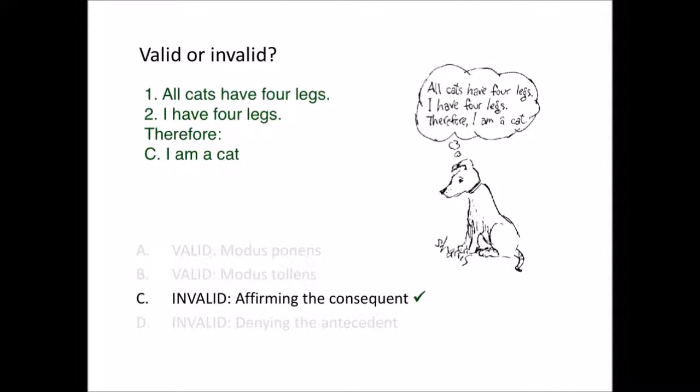All cats have 4 legs. All A are B. I have 4 legs. That's saying X is B, where X, of course, in this case is this dog. Conclusion, X is a cat. X is A. So the pattern is all A are B, X is B. Therefore, X is A, which is the invalid pattern affirming the consequent.